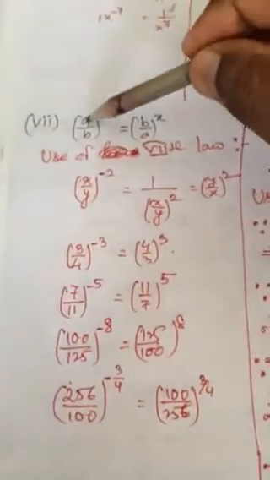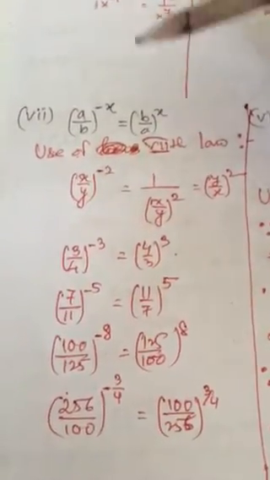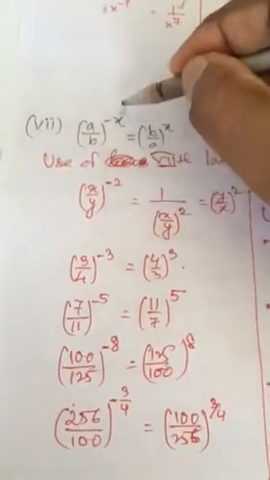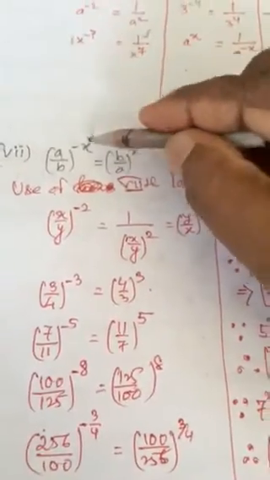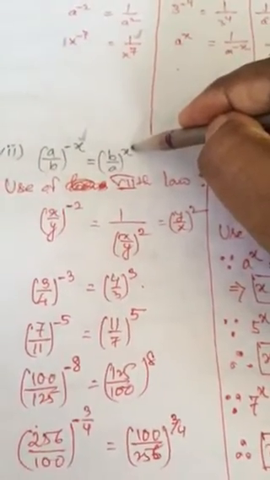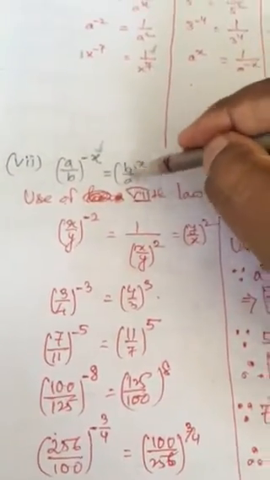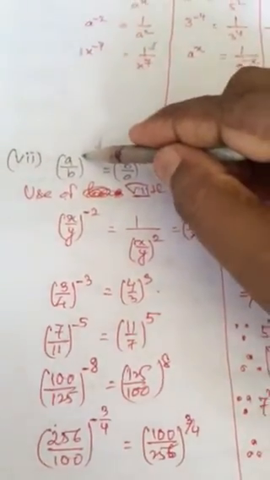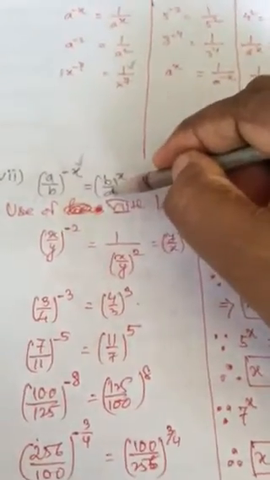Now here I will discuss the seventh law of indices. a by b to the power minus x can be written b by a to the power x. If a fraction has a negative power, what will you do? You simply write the reciprocal of the fraction and change the power: negative into positive, positive into negative. If it is positive, it will go negative, and if it is negative, then it will go positive, in which case you write the reciprocal form of the fraction of the base.